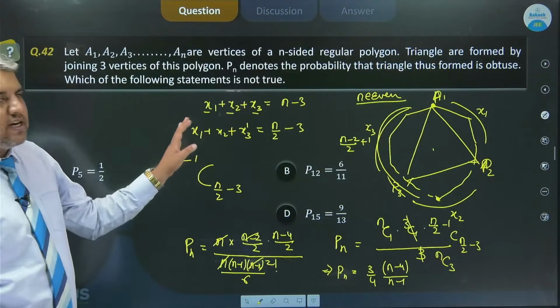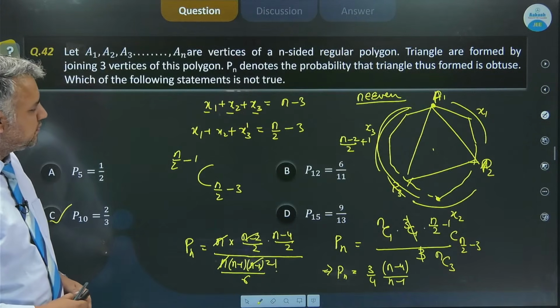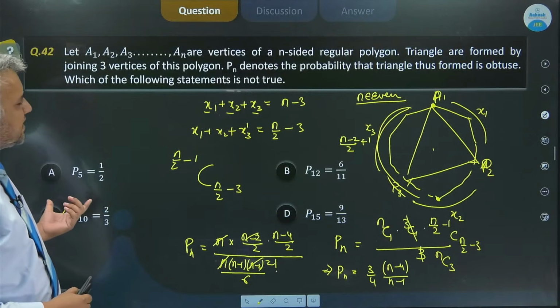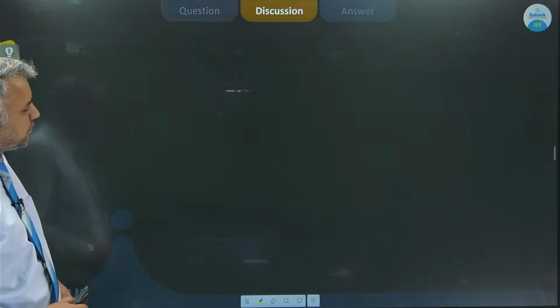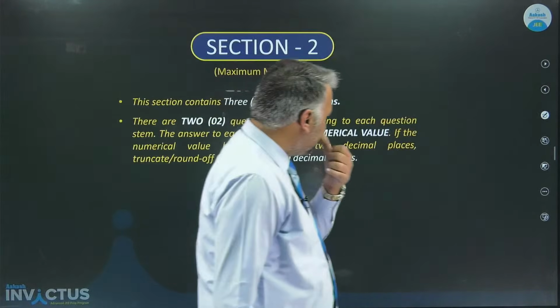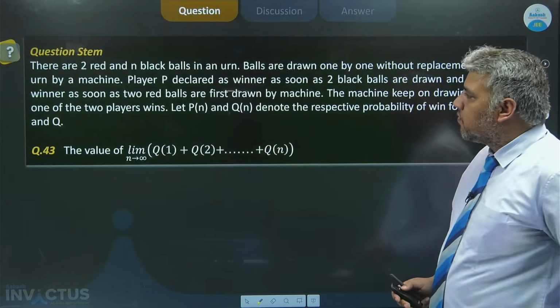You can apply multinomial simply, otherwise it will be a little difficult. So let's check the answer. According to us, option C is not a true statement. Yes, C is the correct answer. Okay, now let's move on to the numerical value questions.